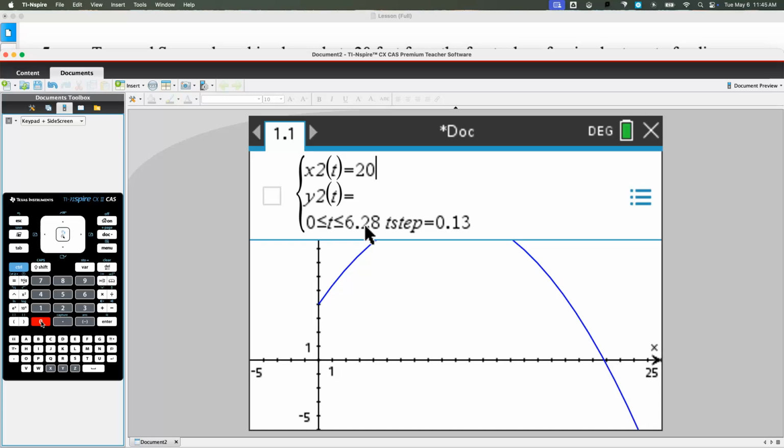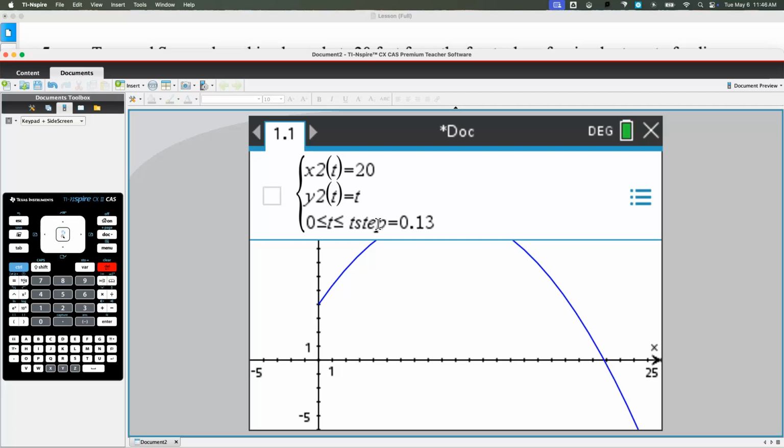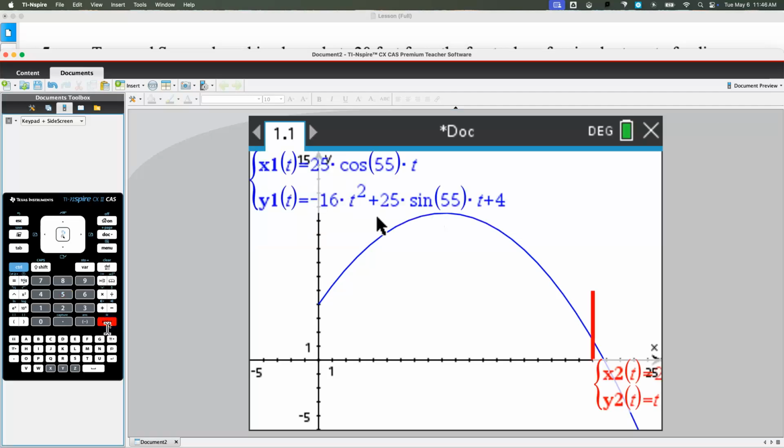I want to be able to see this ring, though. So in my y, I'm going to put t. And then down here, for my t-step, I'm going to put 5. That's going to build me a 5-foot wall 20 feet away. There's my 5-foot wall 20 feet away. So that's signifying the front edge of my ring.